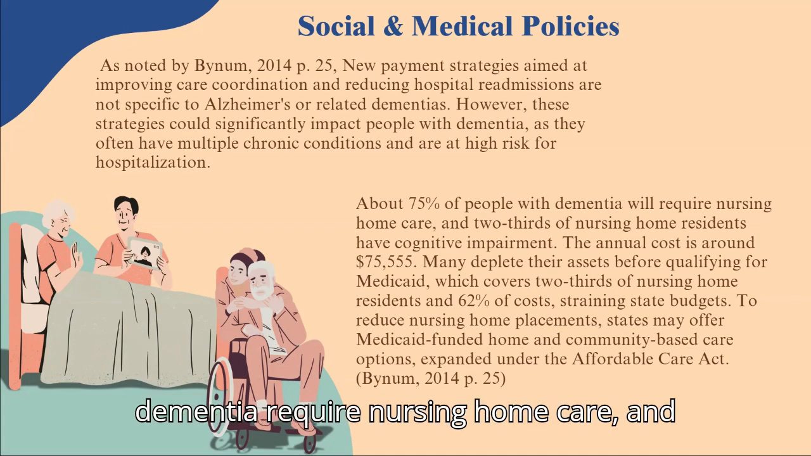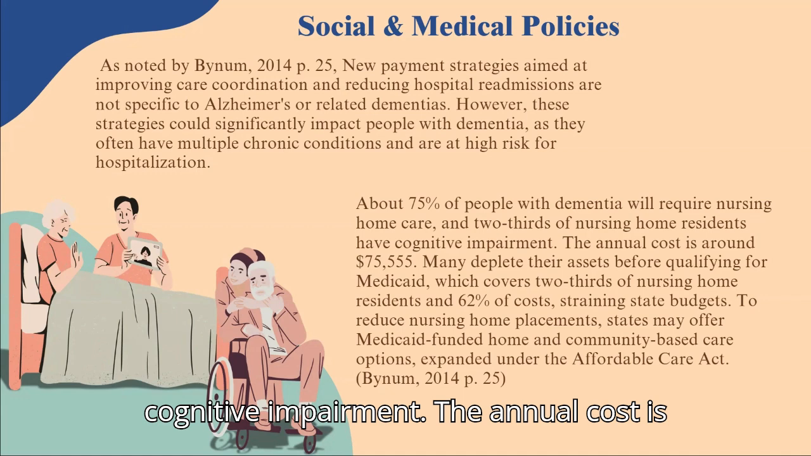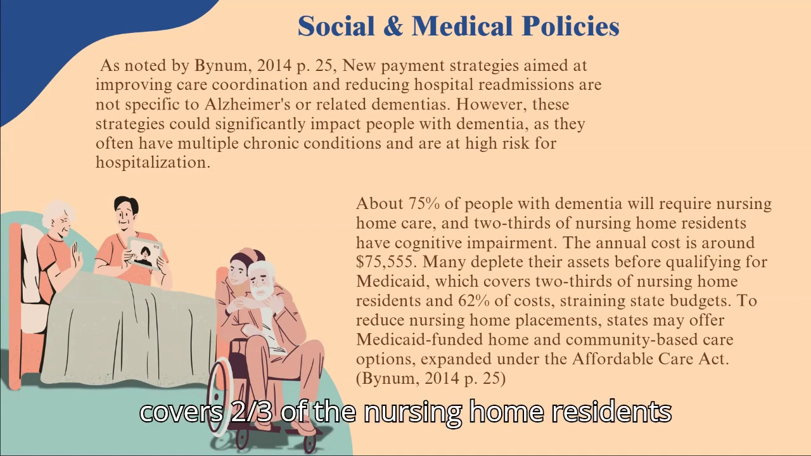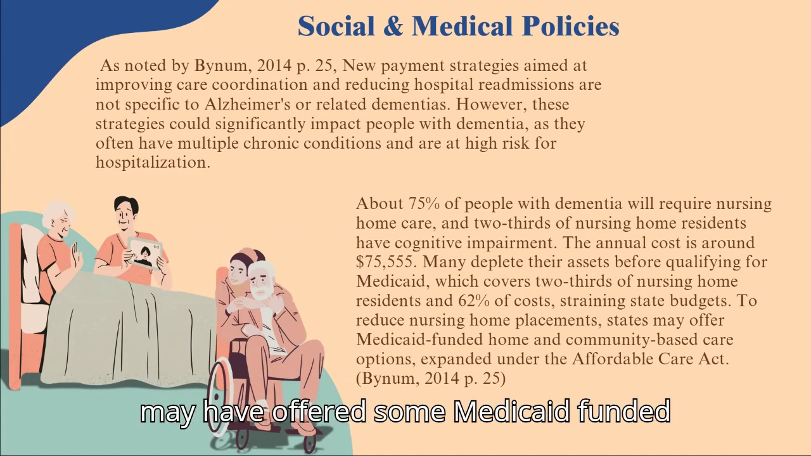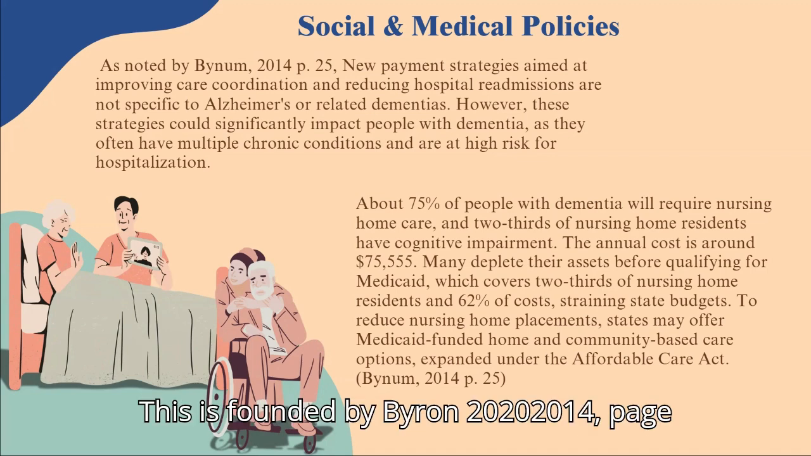About 75% of people with dementia require nursing home care, and 2/3 of nursing home residents have cognitive impairment. The annual cost is around $75,555. Many deplete their assets before qualifying for Medicaid, which covers 2/3 of the nursing home residents and 62% of the cost, straining state budgets. To reduce nursing home placement, states may have offered some Medicaid-funded home and community-based care options expanded under the Affordable Care Act. This is founded by Byram 2014, page 25.